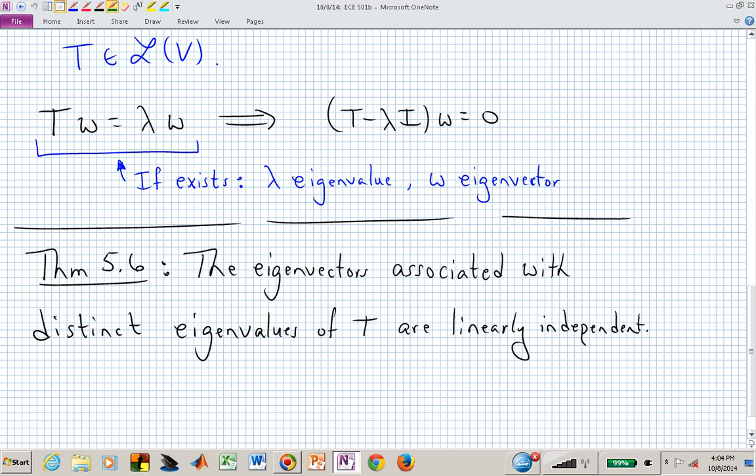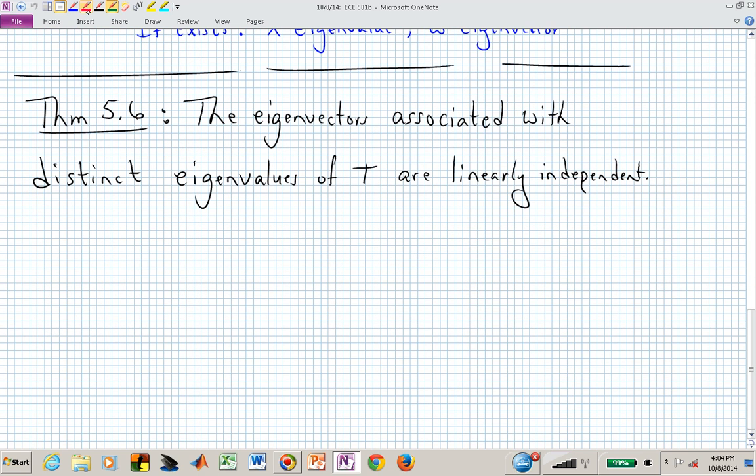We finished last time with theorem 5.6, which says that the eigenvectors associated with distinct eigenvalues, satisfying this equation Tw equals lambda w, are linearly independent. If we have a vector space of dimension 10 and maybe it has 3 distinct eigenvalues, then we know that we can find at least 3 linearly independent eigenvectors in that 10-dimensional vector space. That's what that's saying. Let's pick up from that point and move forward.